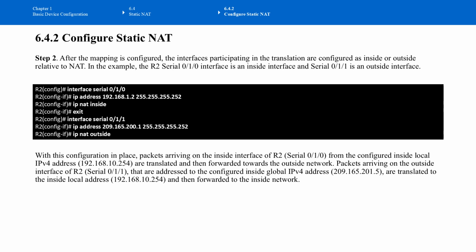Step 2. After the mapping is configured, the interfaces participating in the translation are configured as inside or outside relative to the NAT. In this example, the R1 serial 0/1/0 interface is an inside interface, and the serial 0/1/1 is the outside interface. We use the command interface serial 0/1/0, and in the interface configuration mode, enter ip address 192.168.1.2 255.255.255.252. And we use the ip nat inside command, exit. Then we use the interface serial 0/1/1, enter ip address 209.165.200.1 255.255.255.252, ip nat outside.